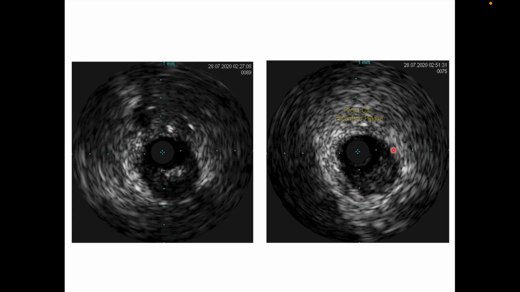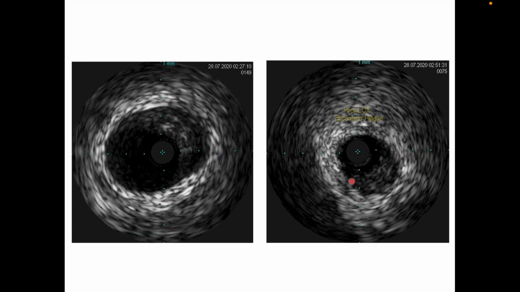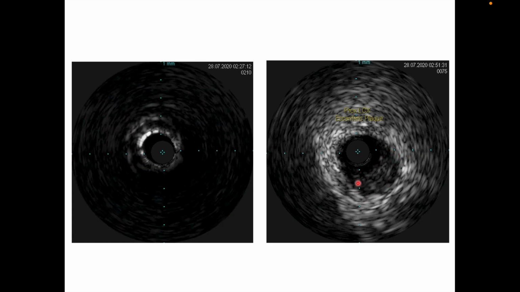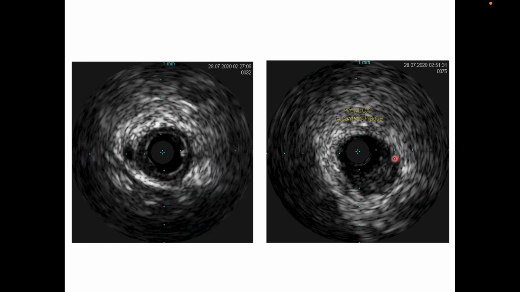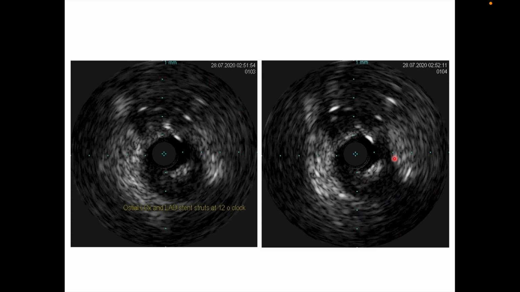And what it showed was that the proximal circumflex had a very eccentric plaque. That's the eccentric plaque because it's seen on one side. And then as we moved towards the ostium, what we could see was that the ostium of the circumflex was pretty significant. There's an eccentric plaque there as well. But at the same time, at 12 o'clock, you can see the LAD stent coming on top of it.